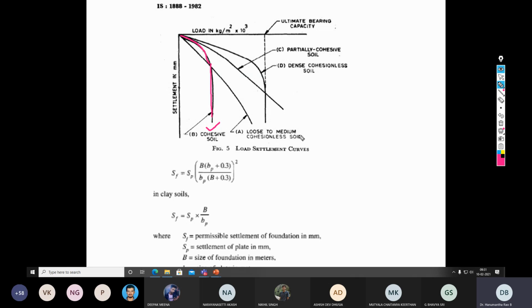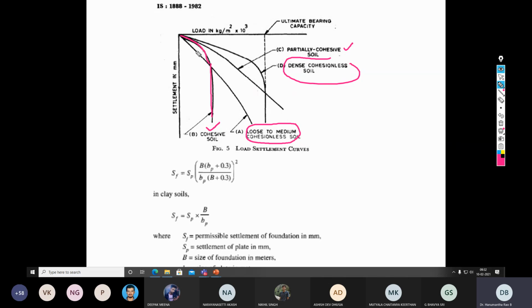While in case of the loose to medium cohesionless soil, that is sand, there is a reasonable increase in settlement with increase in the load. Similarly, in partially cohesive soil also, there is a continuous increment in the load with increase in the settlement, or vice versa. In case of the dense cohesionless soil, up to a certain extent there is an increase in the settlement with increase in the load, and thereafter there is a continuous increment in the settlement without increment in the load.